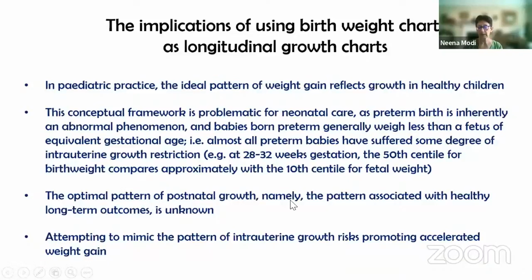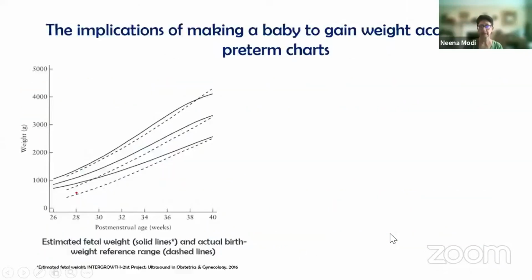And the optimal pattern of postnatal growth, in other words, the pattern of third trimester weight gain after preterm birth that leads to the best long-term outcomes, is unknown. If you attempt to mimic the pattern of intrauterine growth that's depicted by these preterm growth charts, that risks promoting rapid weight gain. So let me show you what happens in practice.